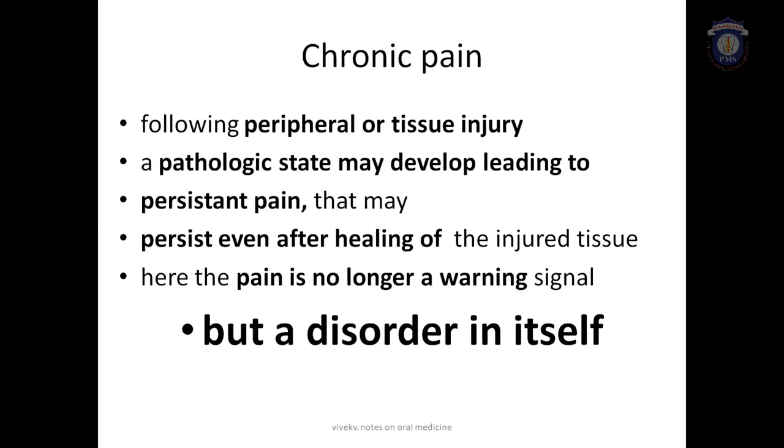Chronic pain usually follows a peripheral or tissue injury. That is the first step. Then what happens? The tissue injury leads to a pathological state and it can start developing.